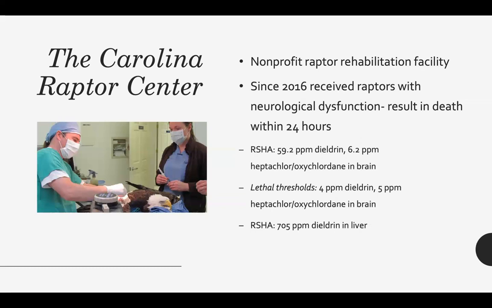For reference, the lethal thresholds of these compounds are 4 parts per million of dieldrin and 5 parts per million of heptachloroxychlordane in the brain. Another example is a red-shouldered hawk that was found to have 705 parts per million of dieldrin in its liver. It is important to note that this is a liver sample, so it can't be compared to the lethal threshold for the brain, but it is extremely concerning nonetheless.